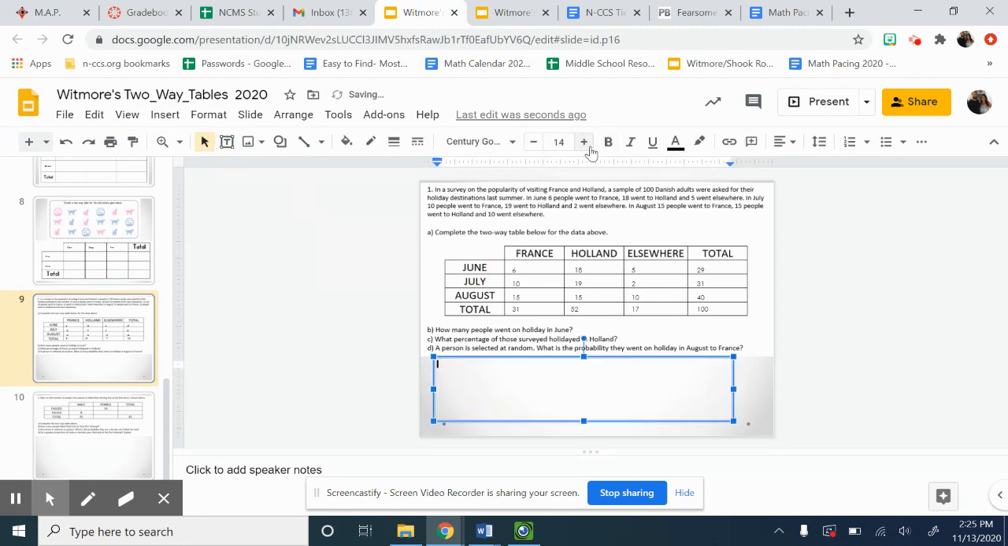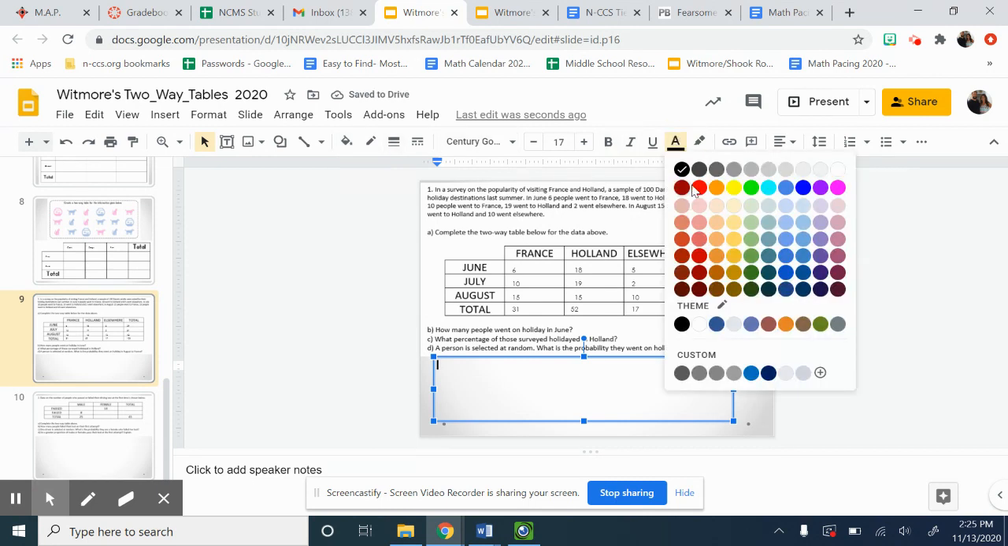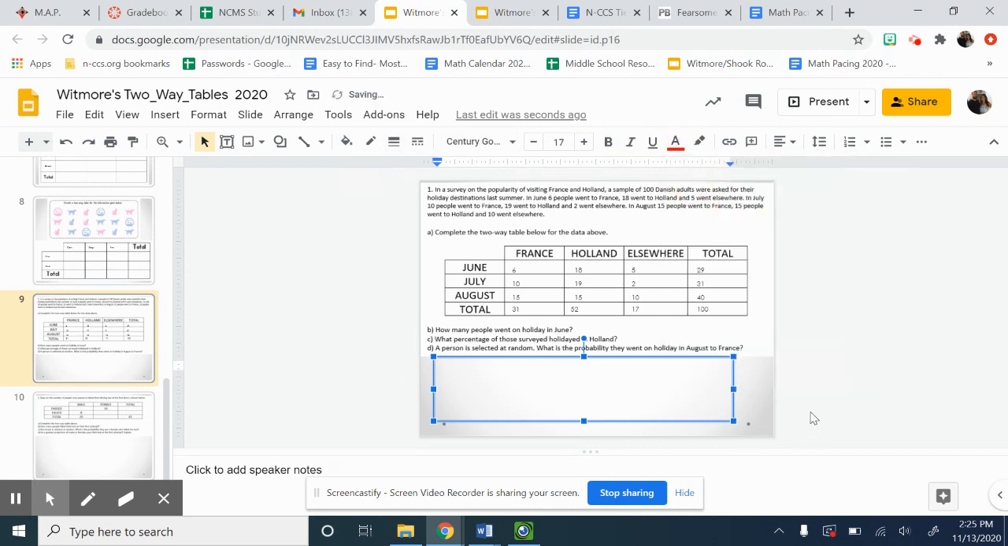So what happens next? Well, what we have to look at now are these questions down here. It says, how many people went on a holiday in June? When it says a holiday, it wants to know how many people were traveling in June. So for B, we would say 29 people.